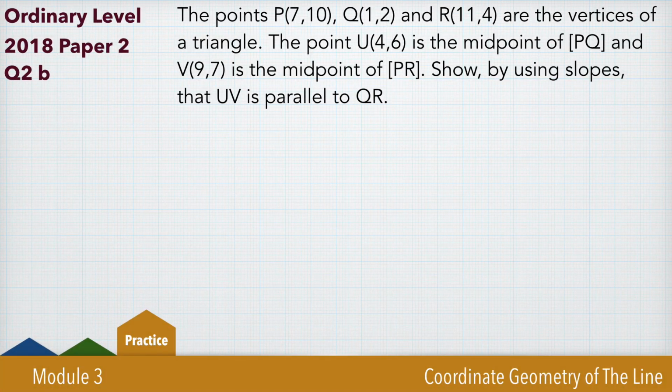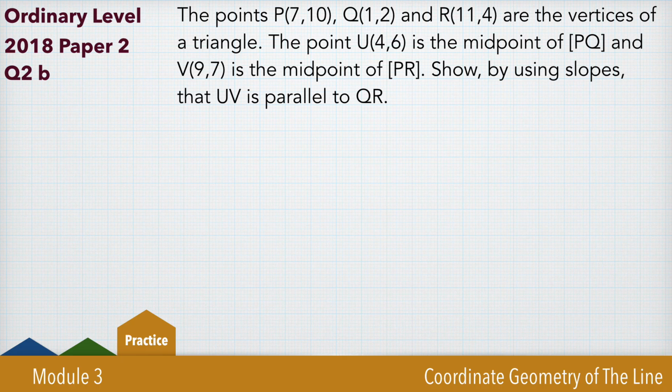Here we are given the points P, Q and R, and are told they are the vertices of a triangle. We are told that the point U is the midpoint of the line segment PQ, and that the point V is the midpoint of the line segment PR. We are asked to show, using slopes, that UV is parallel to QR.